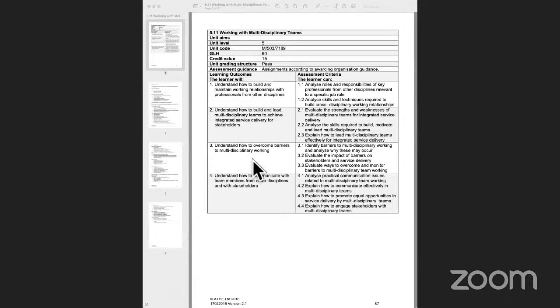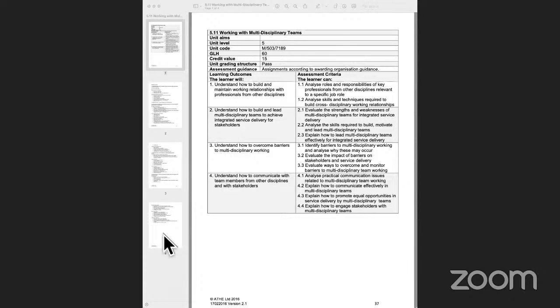A simplest barrier would be a communication barrier. Sometimes information sent across by a manager does not reach or does not get translated in the same way as you would want that information to be relayed. And in that case, communication would become a very simple barrier.